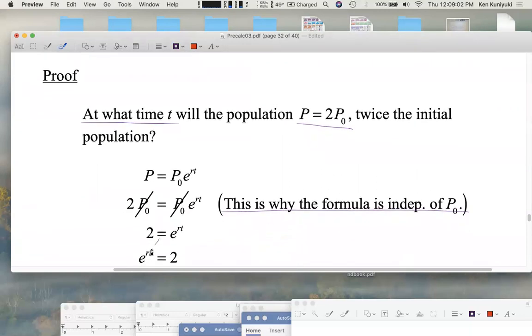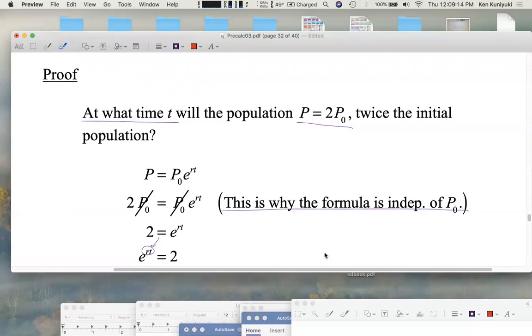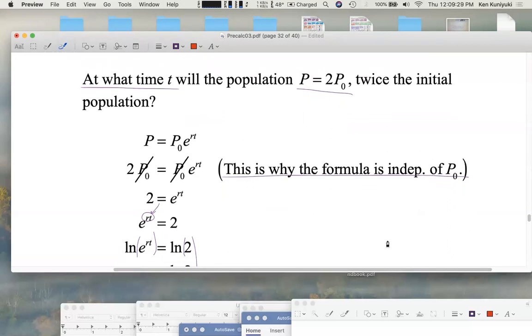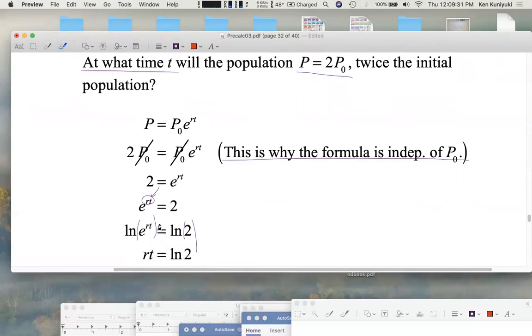Now we want to solve for t. So for now, let's bring the rt, the exponent, down to earth. What will do that very nicely? Natural log. Let's take natural log of both sides. The natural log of e to the rt equals the natural log of 2. Natural log, base e, exponentiation. These functions undo each other. By the inverse properties, we have rt on the left. Or remember, you can smack down the rt, and ln of e is 1, leaving rt.